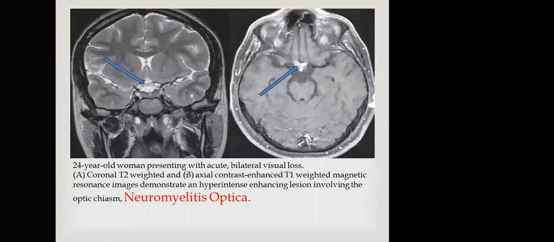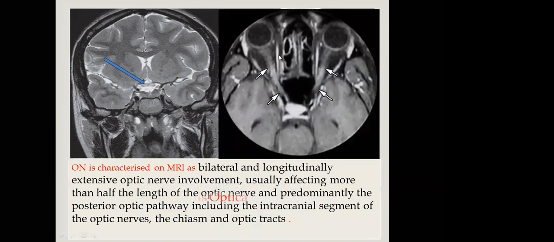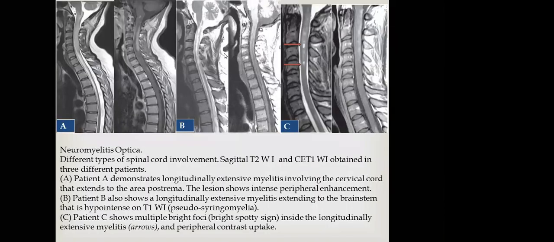This is a case of a 24-year-old woman who presented with acute bilateral visual loss. Coronal T2 and axial contrast images demonstrate a hyperintense enhancing lesion involving the optic chiasma. Usually the involvement of the optic nerve is long segment, and posteriorly it will extend to the intracranial part of the course of the optic nerve. In chronic cases, there will be atrophy of the nerve.